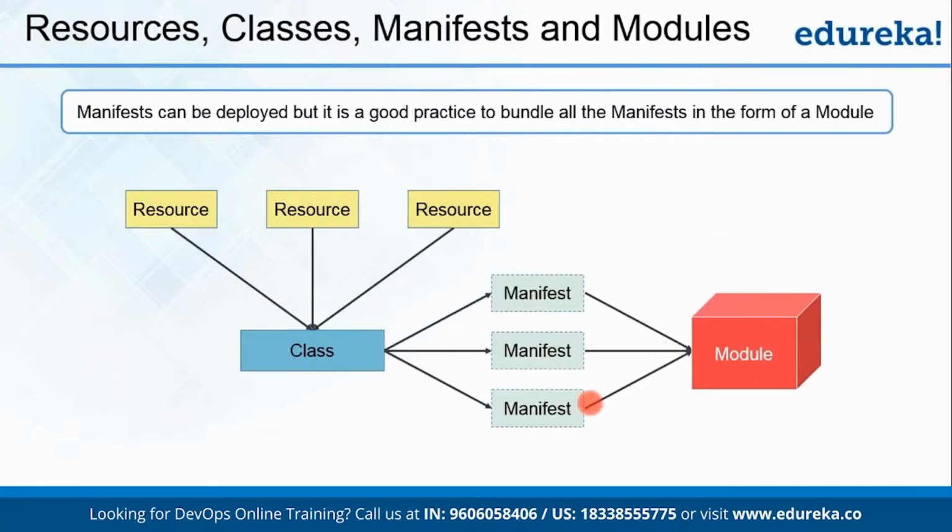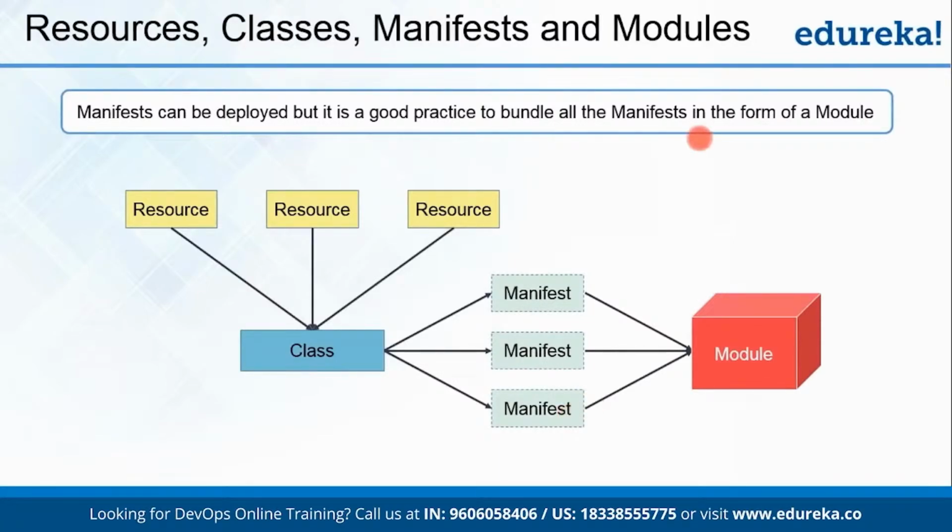Now, let me tell you guys, it is not mandatory that you combine the resources and define a class. You can actually deploy the resources directly. It is a good practice to combine the resources in the form of classes, because it becomes easier for you to manage. The same goes for manifests as well. I'll tell you how to do that too. You can write a Puppet code and deploy that onto the nodes. At the same time, it is not necessary to bundle the manifests you're using in the form of modules. But if you do that, it becomes more manageable and more structured, so it becomes easier for you to handle multiple manifests.